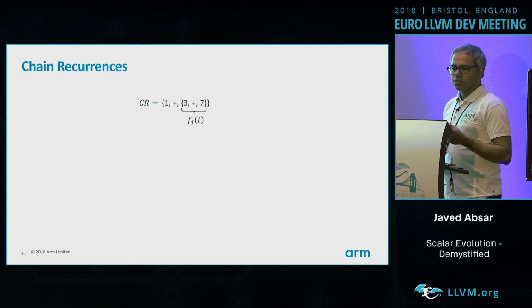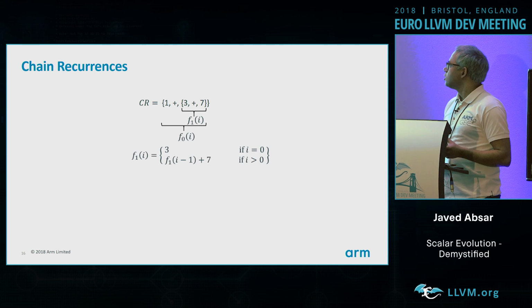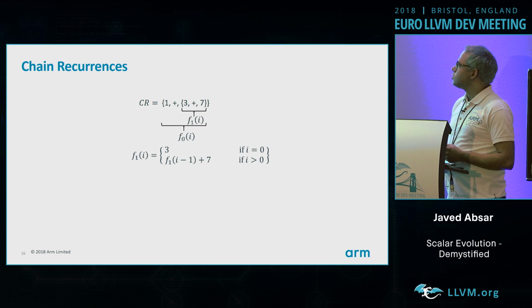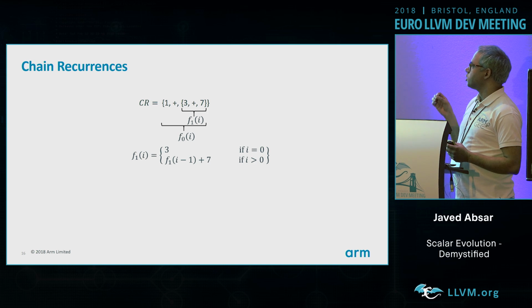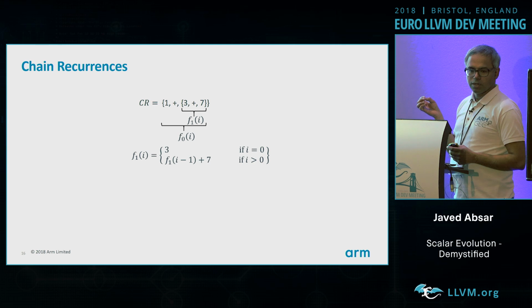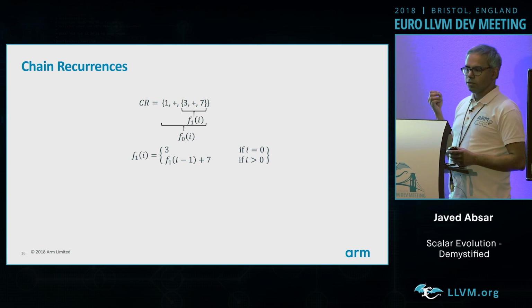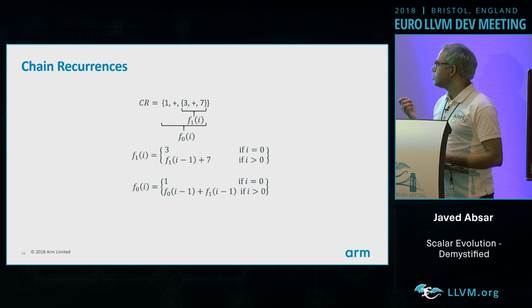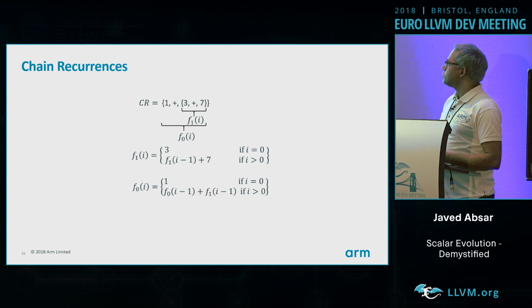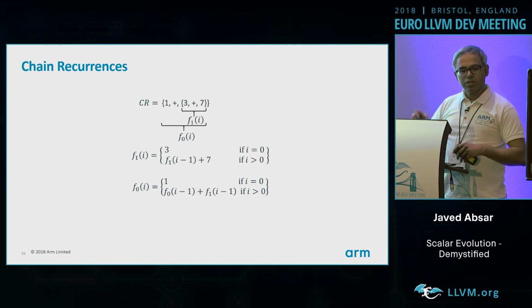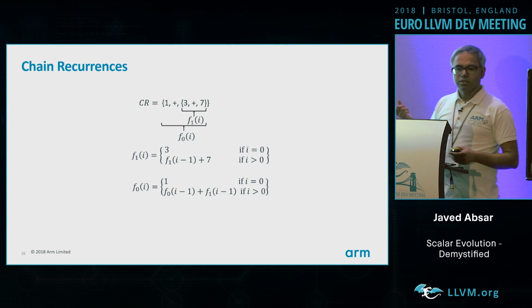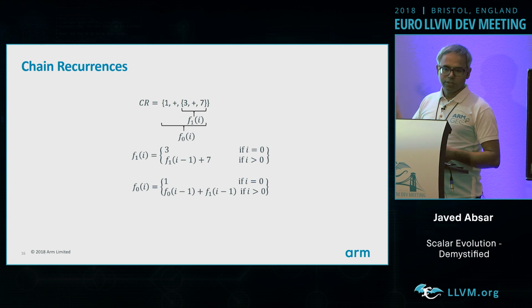It's a recurrence where you still start with a basic recurrence. So let's just focus on F1. It starts with 3 and increments by 7 every time. That's the basic recurrence. The chain recurrence is where this increment, or the step, is another recurrence. So F0 is the whole chain recurrence that we see here. It starts with 1. So when i equals 0, F0 is 1. And the increment every time is not a constant, but another recurrence, which is F1.